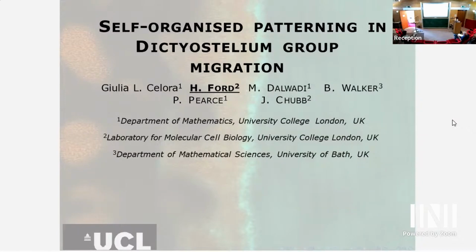Before starting, I just want to thank Ford, who is the person who did all of the amazing experiments, which is, I think, one of the nicest bits about this work. I was amazed when they showed me their images. This is work on understanding how Dictyostelium cells, which are common amoeba, self-organize as they collectively chemotax.